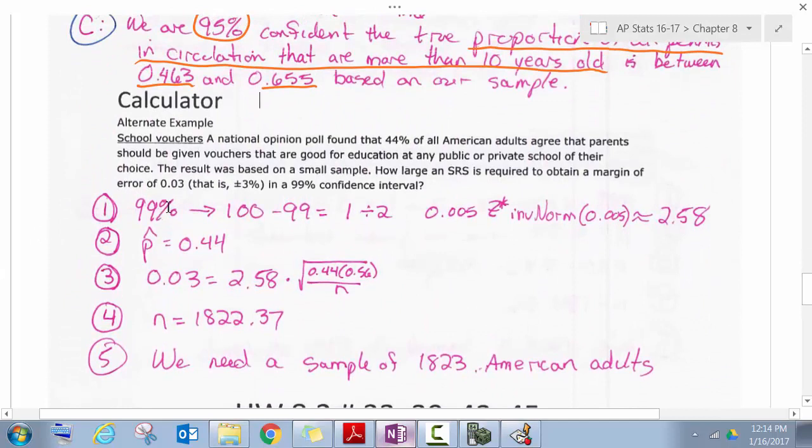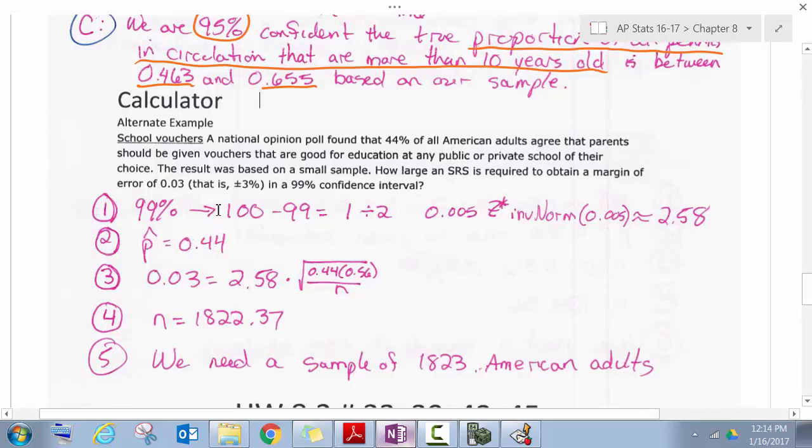So again, a national opinion poll found that 44% of all American adults agree that parents should be given vouchers that are good for education at any public or private school of their choice. The result was based on a small sample. How large an SRS is required to obtain a margin of error of 0.03, that is plus or minus 3%, in a 99% confidence interval. So we want to know the sample size to be able to guess within 0.03 or within 3%.